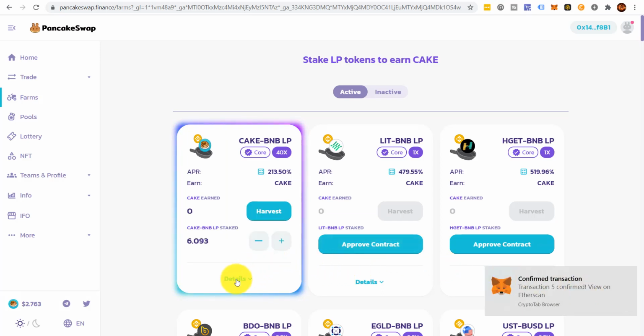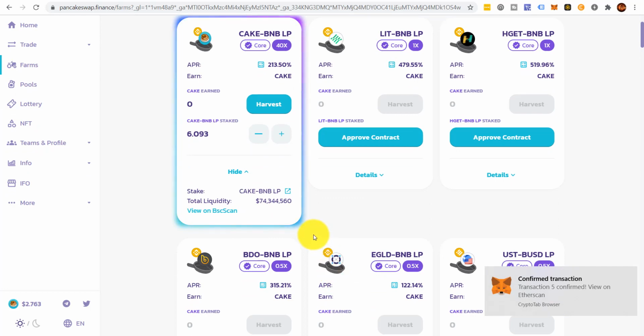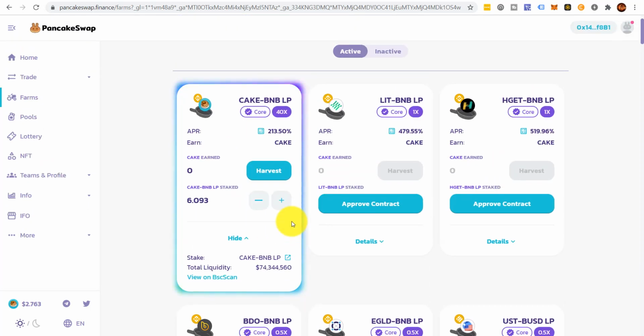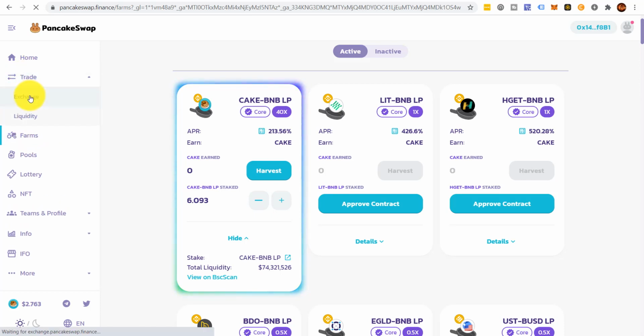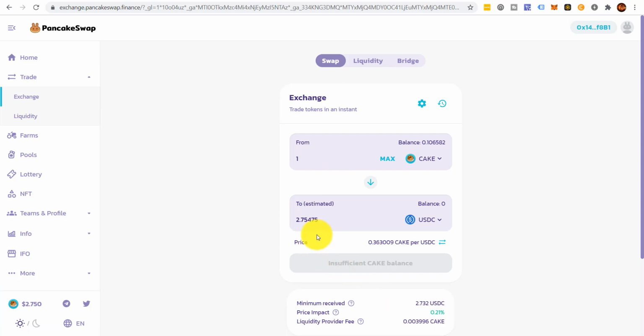There we go. Now, details. There's 74 million total staked right here. And we are earning Cake right now. And that's it. Now, if we come back tomorrow, you'll see Cake tokens here. You can click harvest and you can go sell those tokens. Now, Cake tokens currently, I didn't even pay attention to exactly what they were selling for. But if you come back to exchange, one Cake is sold for $2.75. So we'll start earning Cake tokens.